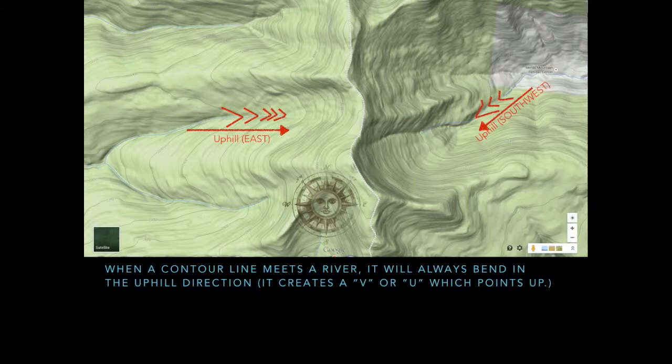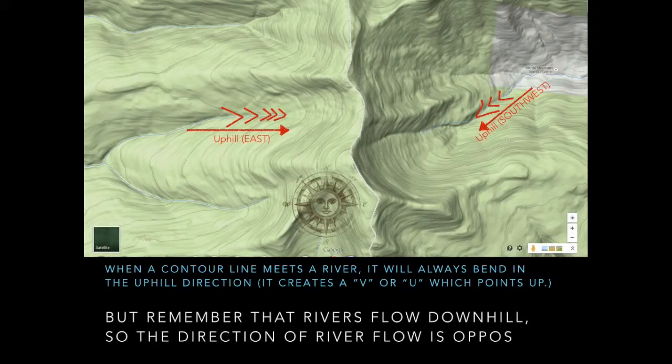So the contour lines on the left side are pointing uphill in an easterly direction, and the contour lines on the right side of that ridge are pointing uphill in a southwest direction. However, there are rivers that created that pattern of contour lines. They're not flowing that direction because rivers don't flow up, right? They flow down. So the river on the left side is going to be flowing not east, but west.